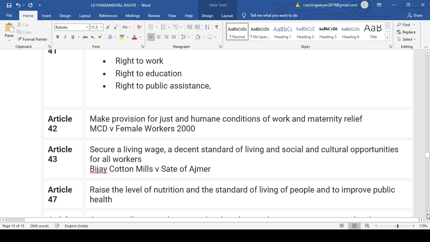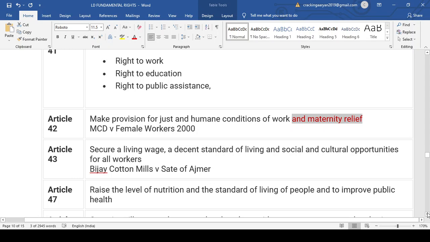Now we have a very beautiful and very prominent article, that is Article 42, that is just and humane conditions of work and maternity relief. You must have heard, if you are referring to LiveLaw or Bar and Bench, you must have seen various cases related to maternity relief always coming into light. So this is Article 42, which says that there should be provision for maternity relief and for just and humane conditions of work. So Article 42 specifically speaks of just and humane conditions of work and maternity relief.